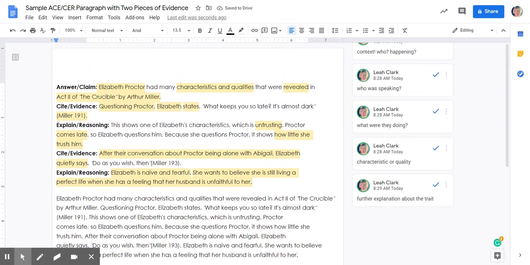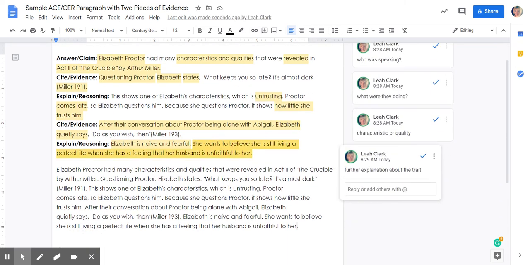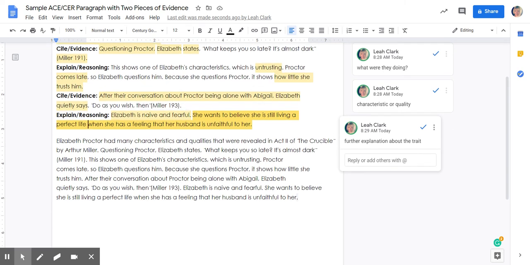Okay. Something else I want you guys to notice about this is she does a really good job of having, after their conversation about Proctor being alone with Abigail, another complex sentence, DC, comma, IC. Okay. And then right here, we have another complex sentence. We have IC, DC, our dependent clause, when she has a feeling that her husband is unfaithful to her, right? That word when is a subordinating conjunction. It's perfectly punctuated, no comma. This is a really quality paragraph.